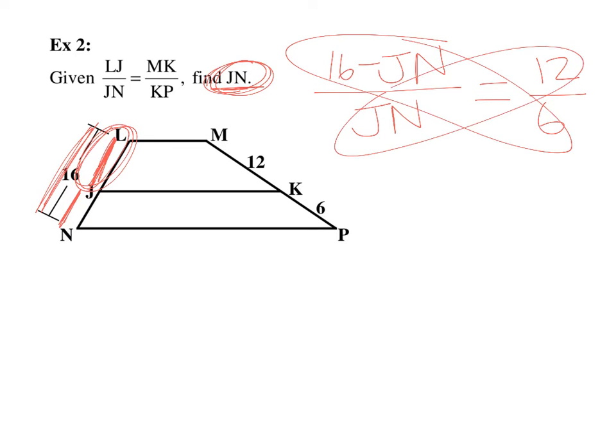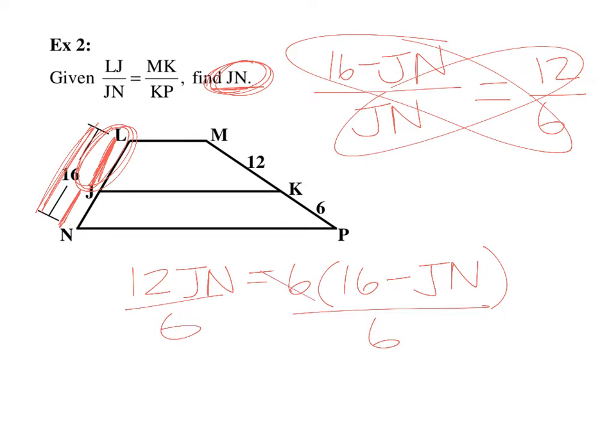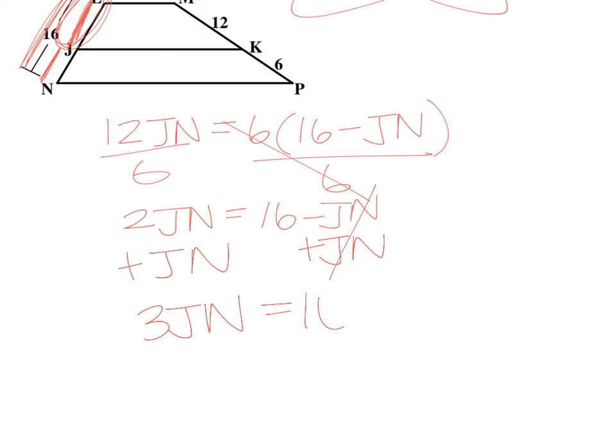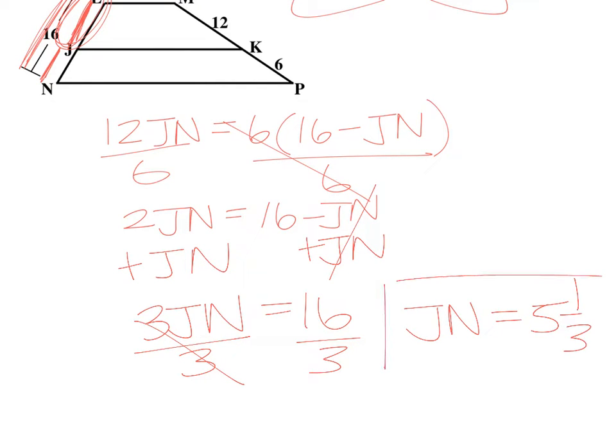Let's cross multiply. So I have 12 JN is equal to 6 times (16 minus JN). You could distribute here, or you could just divide by 6 right away to make life a little easier. Then I'm going to add JN. That gives me 3 JN is equal to 16. I'll divide by 3, and JN is equal to 5 1/3. Done.